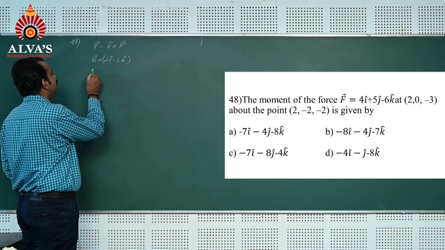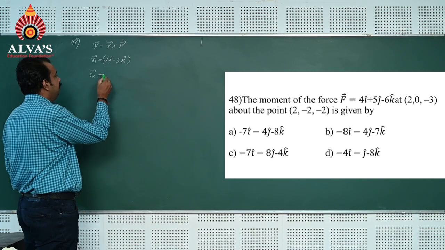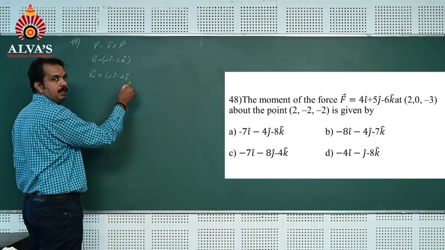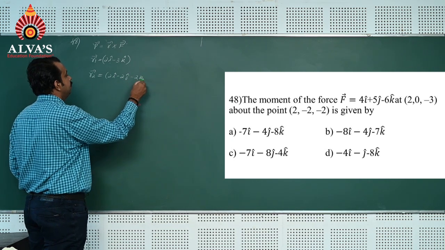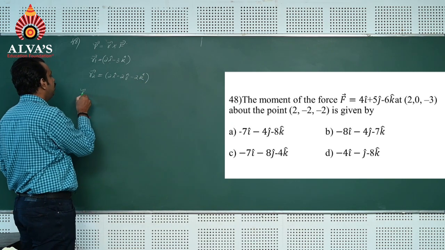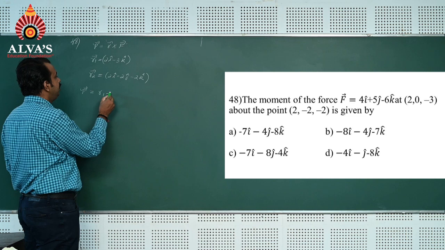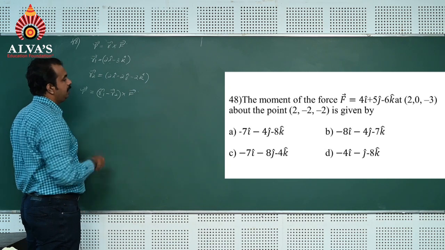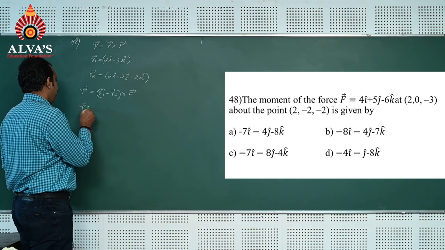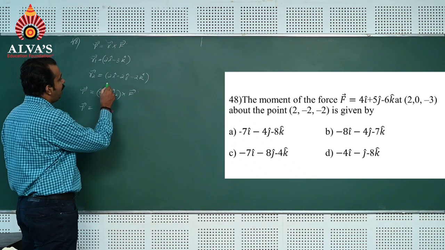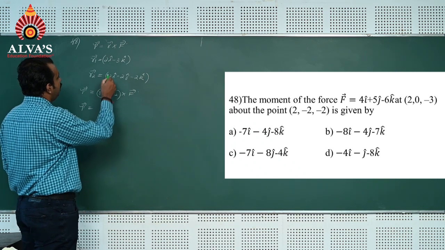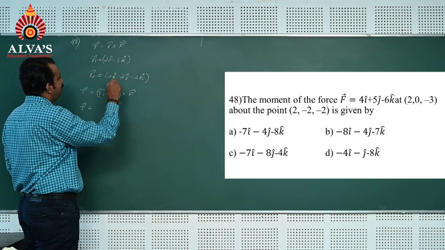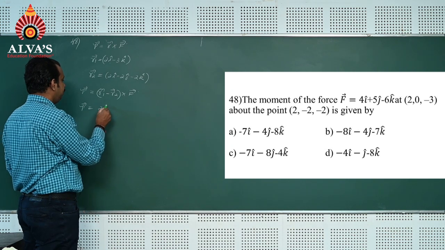Similarly, vector R2 is 2i cap minus 2j cap minus 2k cap. Torque tau is equal to vector R1 minus vector R2, cross vector F. That is, torque tau is equal to R1 minus R2. 2i cap minus 2i cap, 0. 0 j cap minus 2 j cap, it is 2 j cap.